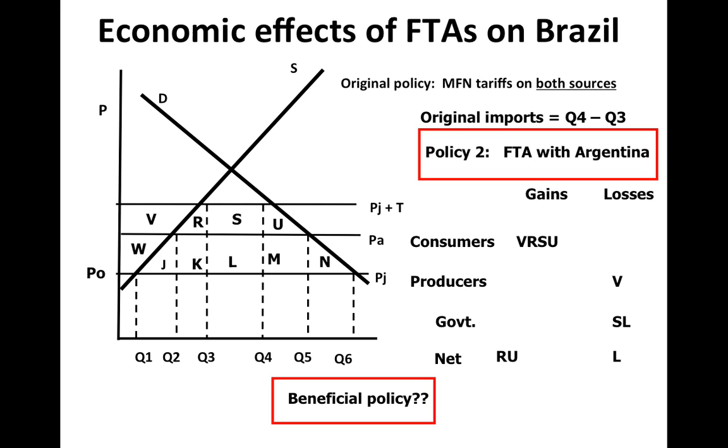Domestic production has gone down from Q3 to Q2, so you gain back some of those production inefficiency losses that you'd had before. So R is the production efficiency gain, and U is the consumer surplus associated with consumers who can now buy this product who couldn't before. So R and U are the trade creation effects. These are the benefits associated with lowering prices to the Brazilian economy. L is going to be the trade diversion effects.